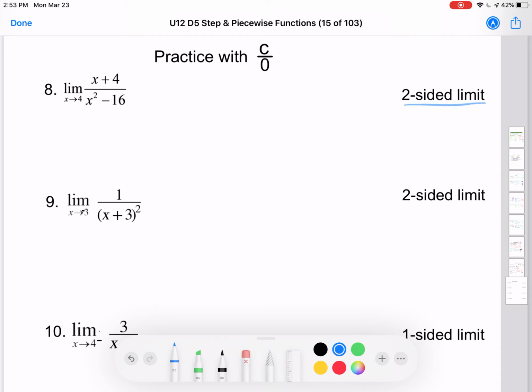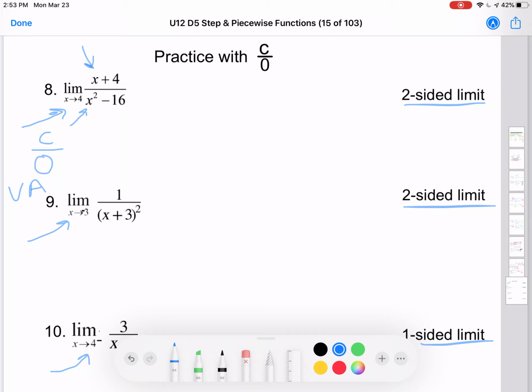You can see that this one is a 2-sided limit because x is approaching 4. This one, too, is a 2-sided limit. X is approaching negative 3. Now, this one is a 1-sided limit because x is approaching 4 just from the left. Okay, so what's our first step again? Our first step is just to replace in. If I plug in 4, because we might get lucky and get an answer, I'm left with 8 over 0, so I'm left with a constant over 0. Remember what that means. It means there's a vertical asymptote. So if there's a vertical asymptote, that means that my answer is going to be positive infinity or negative infinity.